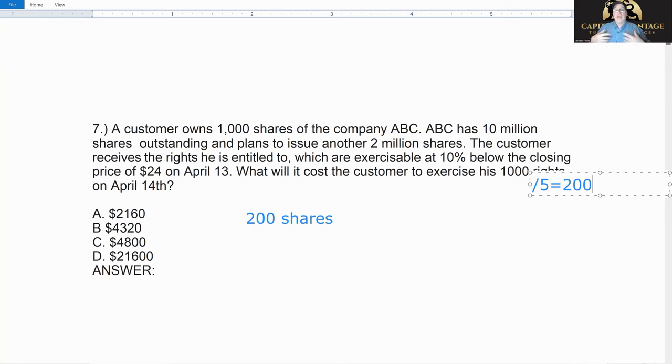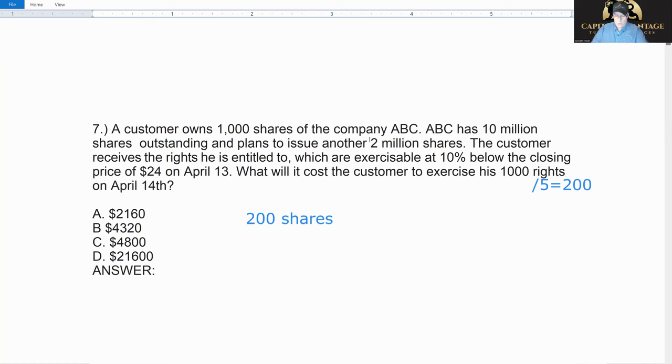I think that's super easy. If you see it, that's great. And you know the numbers. Now, the next part of this is, where is it exercisable at 10% below the closing price? So we have to do a little math, double stuff. These are hard. I'm showing you some hard questions so that you can handle it. When you go in there, you have the mental capacity to go, oh, wait, these aren't that bad. It's not really algebra. It's just a couple steps.